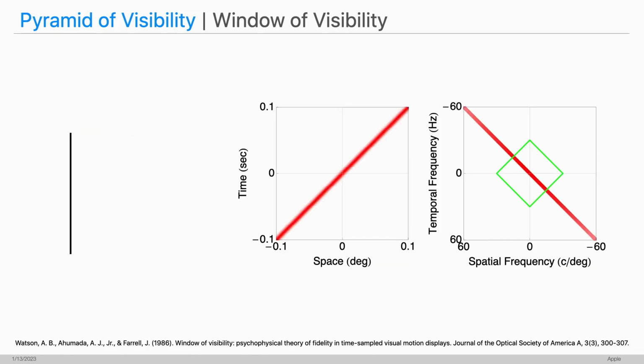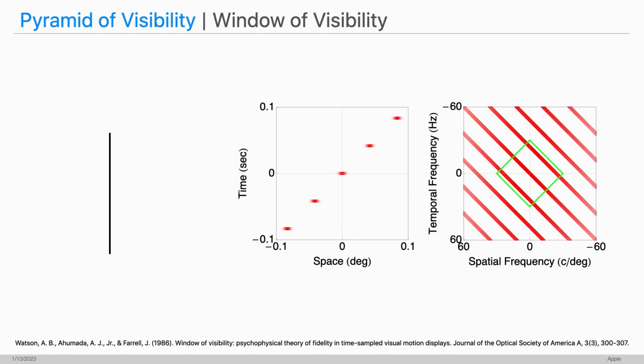That's what the space-time image looks like. It's now a diagonal line. The position is a function of time. And the Fourier transform is also a diagonal line, and it's also oblique. And you can now see the portion of that line that fits within the window of visibility. Now the key question is what happens when we sample at a particular frame rate.